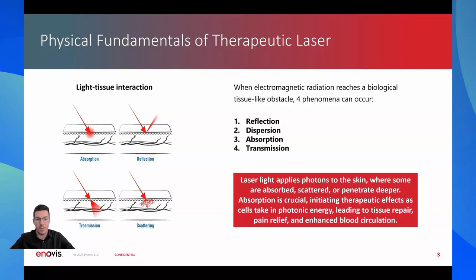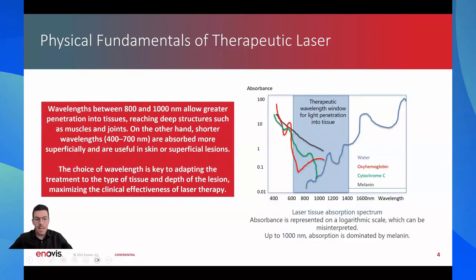efficacy of therapeutic laser. If we look at the therapeutic window of penetration according to the wavelength, we realize that wavelengths between 800 and 1000 are considered optimal for treatments in physiotherapy, because they allow greater penetration into the tissue, thus reaching deeper structures such as muscles, tendons, joints, and even nerves. In contrast, shorter wavelengths, between 400 and 700 nanometers, are mainly absorbed in the superficial layers of the skin, making them useful for treating skin lesions or very localized inflammations.